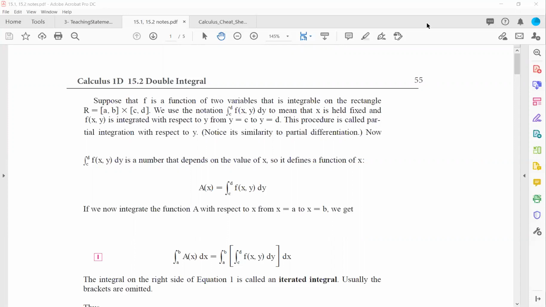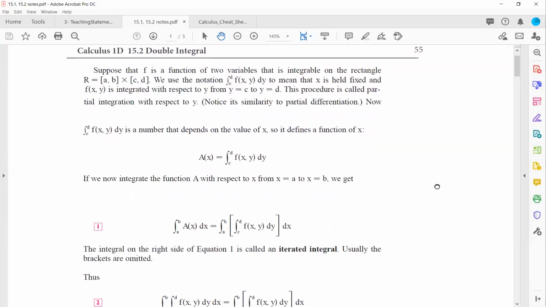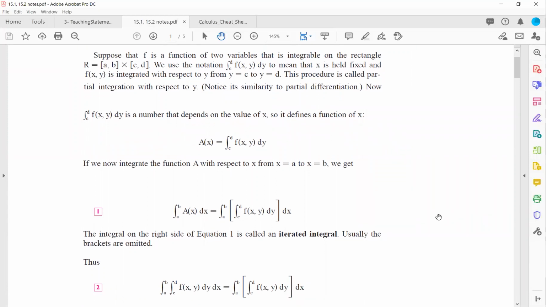In Calculus 1B, you learned how to take the integral over a line or along a curve. In this chapter, we learned that if you have a surface, how do you take the integral over that surface? Instead of having an integral just along an interval or a curve, here you have a surface. The nicest surface that you have is the product of two intervals.